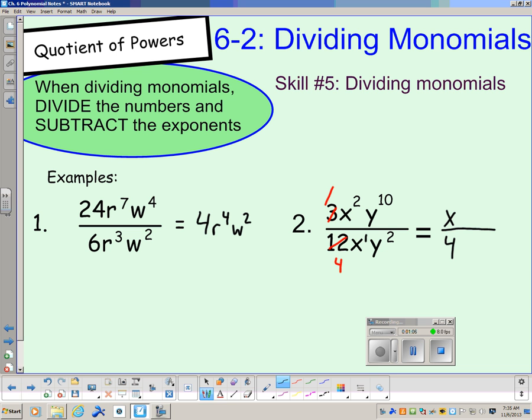Same thing with my y's. I've got y to the 10th divided by y to the second, so I can subtract the powers there. 10 minus 2, there's 8. There's more at the top, so you get y to the 8th there at the top.